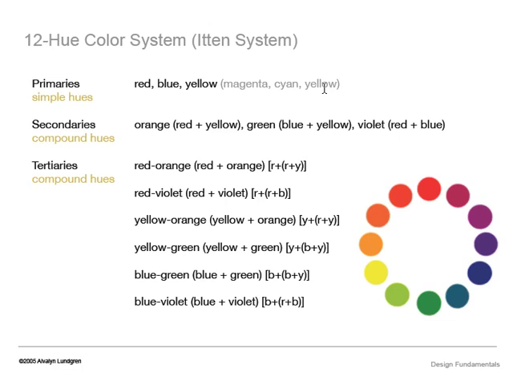If you mix two primaries together, you create a secondary. So there's three secondary hues. Orange is mixed from red and yellow, green is mixed from blue and yellow, and violet is mixed from red and blue.